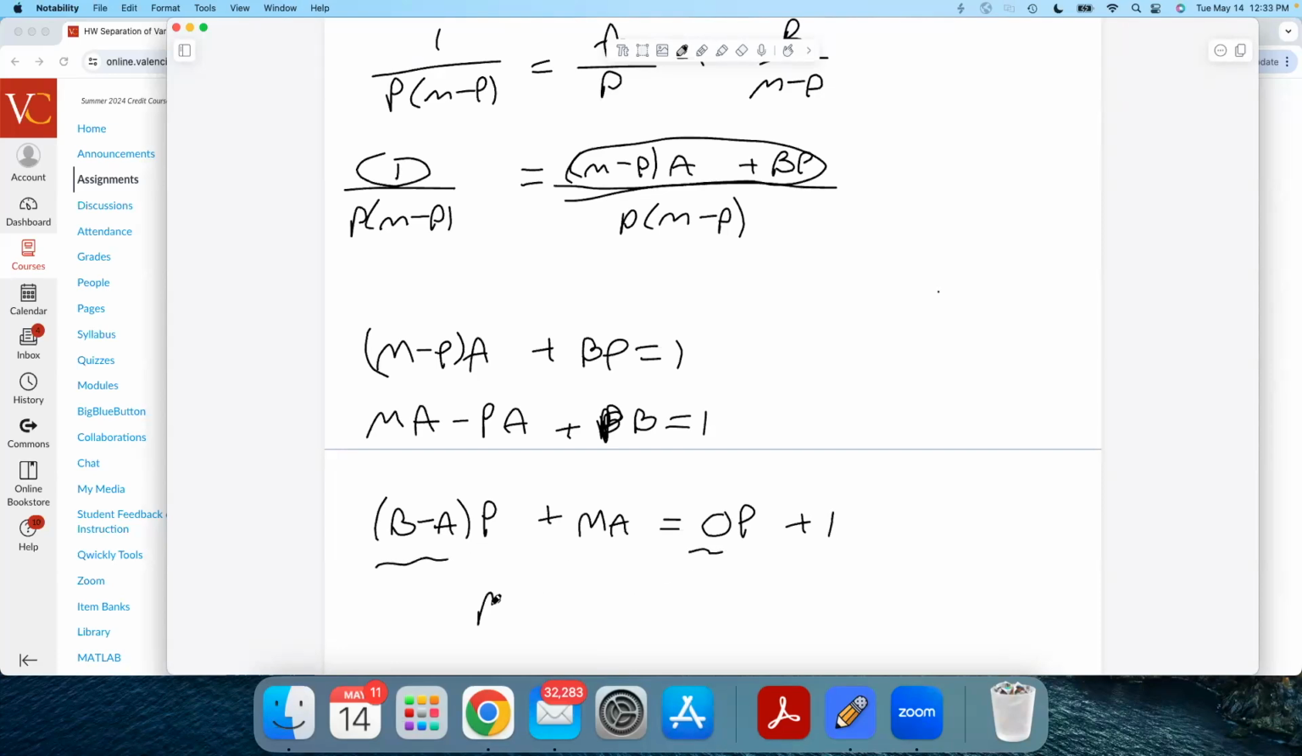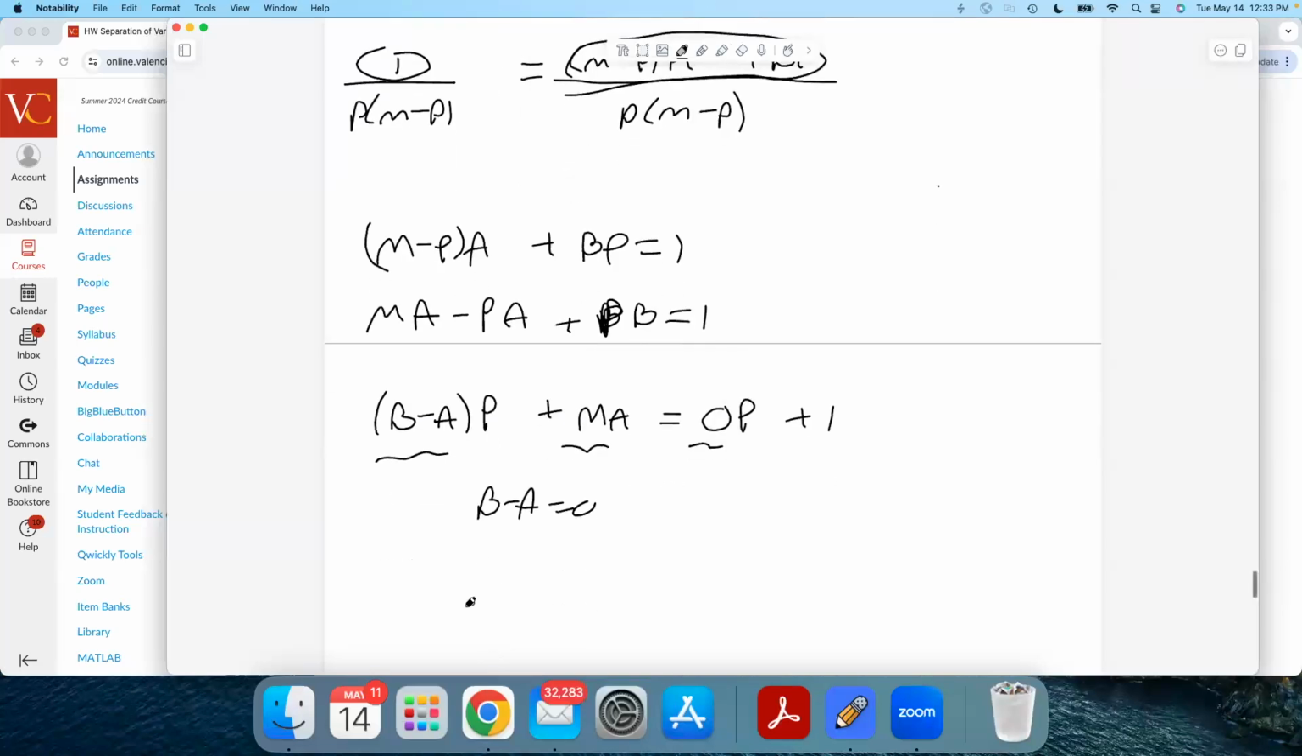So B minus A must equal 0. And MA must equal 1. So here's my system of equations. A equals 1 over M. This says B equals the same as A, so B must be 1 over M.